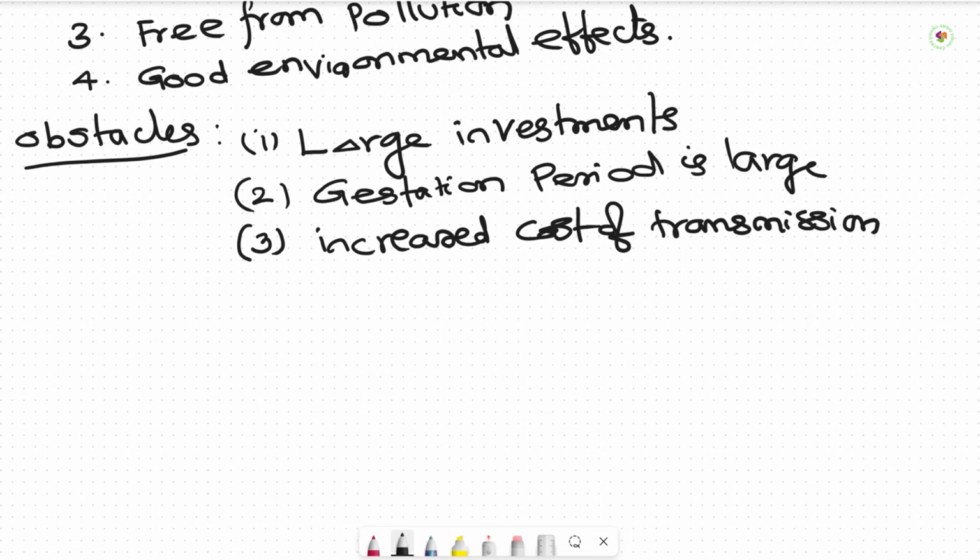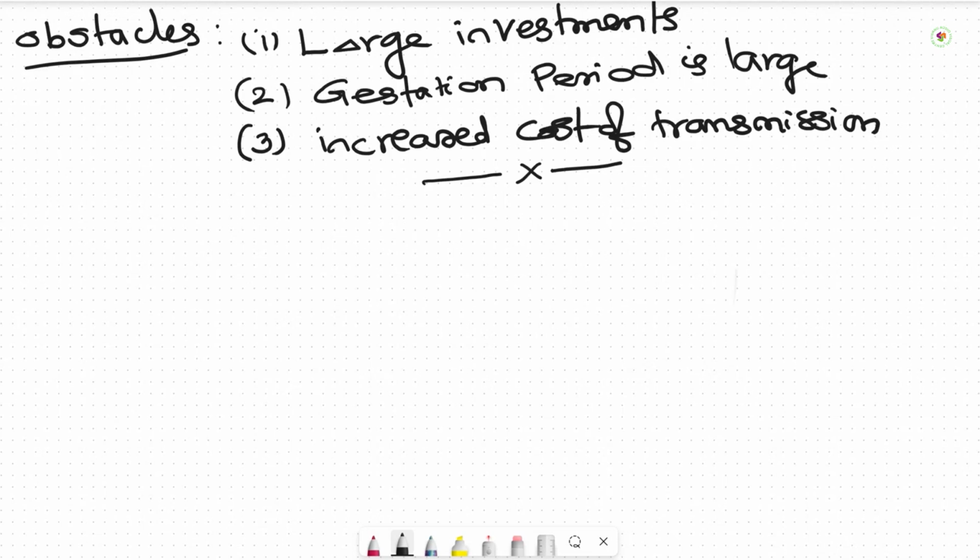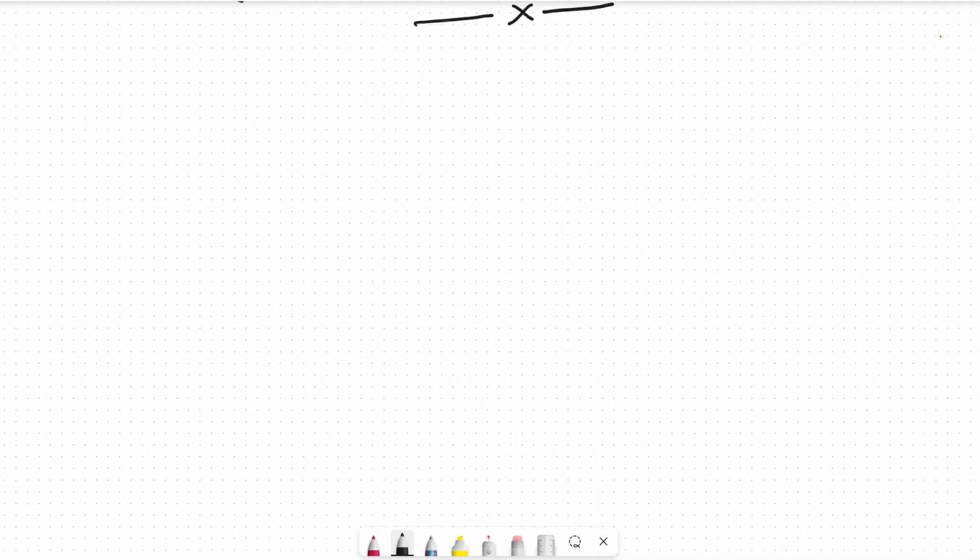Whereas a thermal power plant you can construct at any point where coal is available, and even coal can be transported there. There the coal transportation cost is high, whereas here the power transmission lines cost will be high. So these are the three reasons why more and more hydroelectric plants cannot be taken up, but still in our country a lot of investments are made into the development of hydroelectric plants.